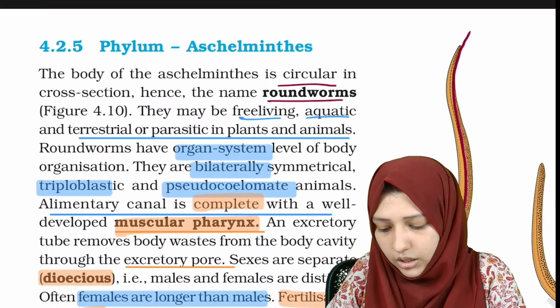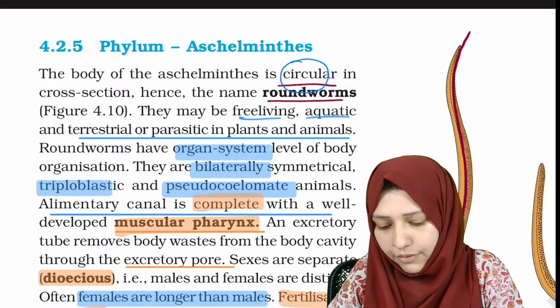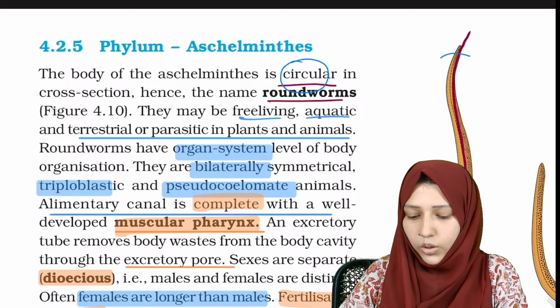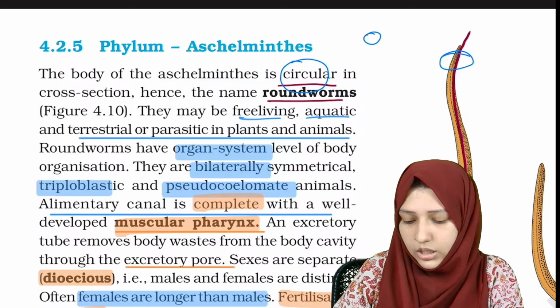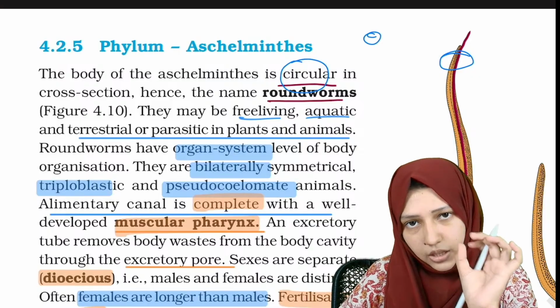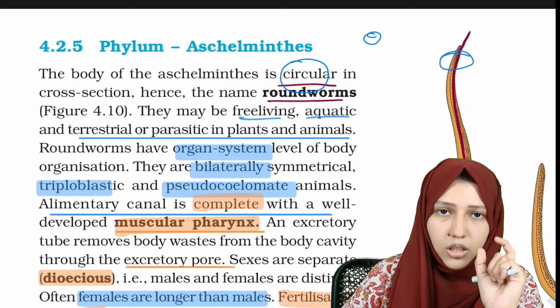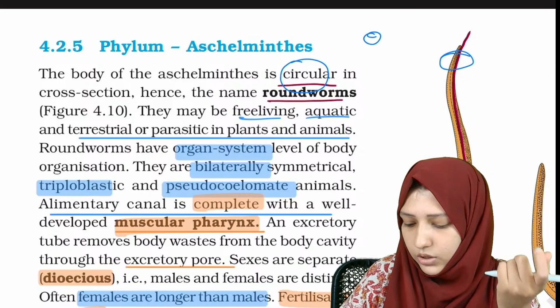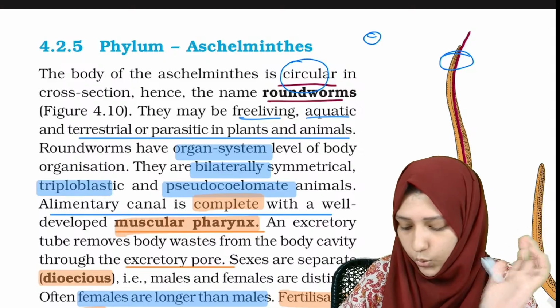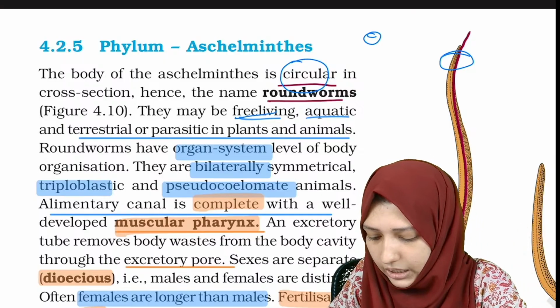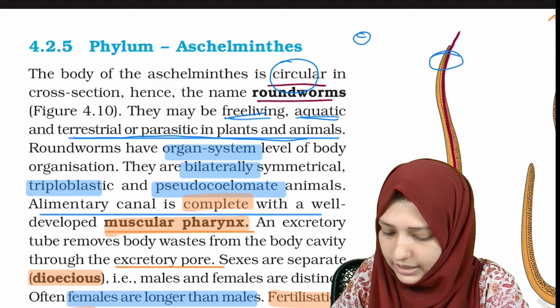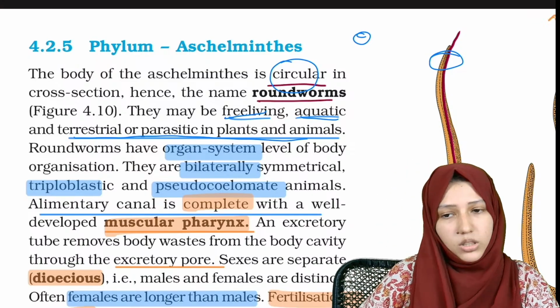Okay. It is circular in cross section. If we cut the organism, it will be giving circular cross sections. So, it is circular. Because of this property, it gained the name which is known as roundworms. Okay, roundworms. And it may be free living, aquatic or terrestrial or parasitic in plants and animals. It is not so important, just note it.